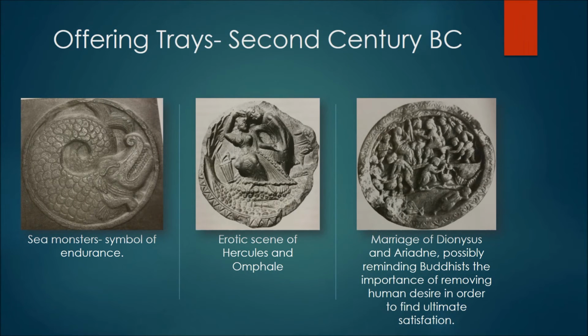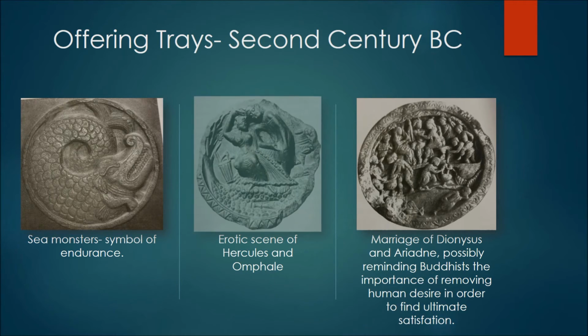After Alexander's invasion, the trends began to change. One medium of identifying Hellenistic influence are offering trays. These were used for religious and practical purposes. The sea monster was a symbol of endurance when reaching Sukhavati, the land of bliss. This idea could be due to the exposure of the Greek god Poseidon, god of the sea, known for using his power to bring prosperity from chaos.